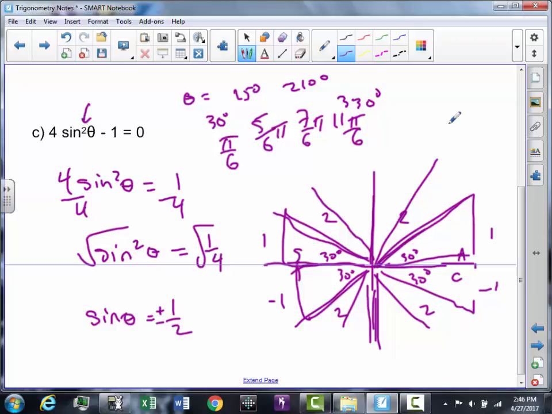Or if you really want to, and you're absolutely stuck, and you're like, oh my goodness, I can't remember how to convert, just do this. 330 times 2 pi over 360, and do that sort of thing that I would have shown you on the first day of the unit. You have so many options.